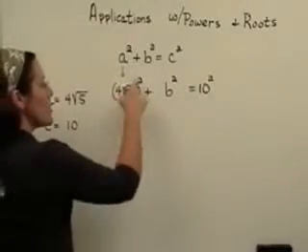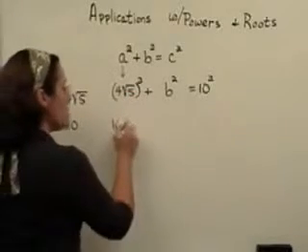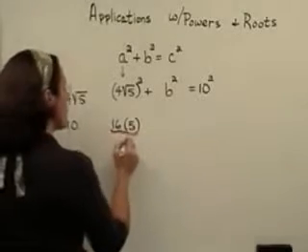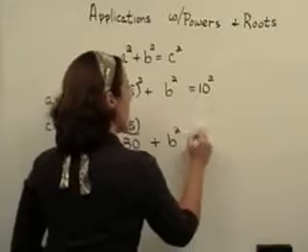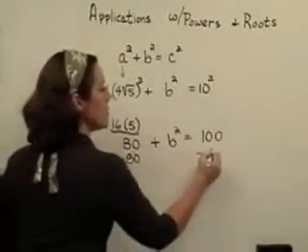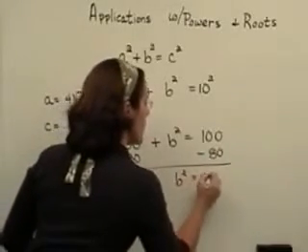When I square this, 4 squared is 16. Remember that the square root of 5 squared is just 5, because it's the square root of 5 times the square root of 5. So this right here is equal to 80. And I have 100 over here, and I'll just subtract 80 from both sides. And I have B squared equals 20.